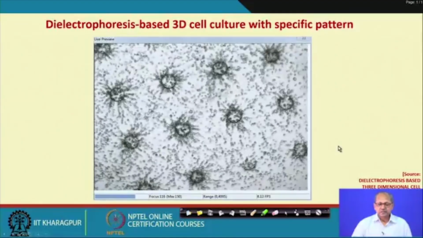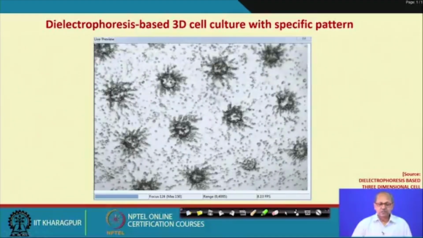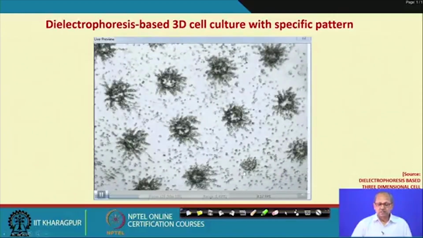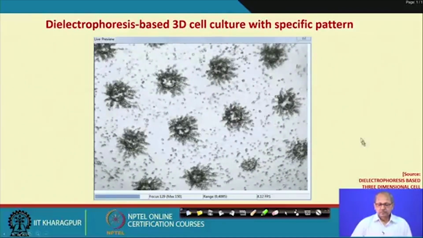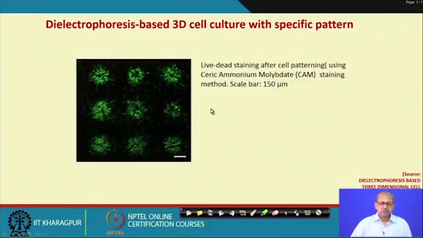So, you see that when the DEP system is on, around 30 to 80 seconds, the cells are clustered in and around the circular electrodes. After stopping the DEP force, we give PEG-DA and grow the cells for around 3 to 4 days in a CO2 incubator, and we perform a live and dead assay. Green means a viable cell, red means dead cells or cells that are not viable.